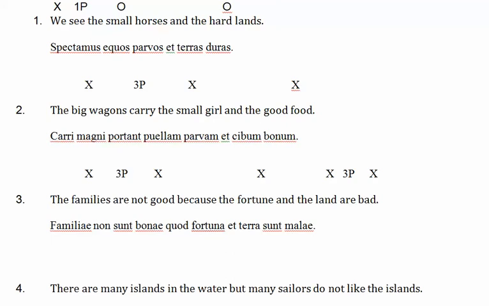The next one, there are, this is my main verb, so there is the subject, there are is third plural, predicate nominative here, so again, another X. There are many islands in the water. This would be ablative, so an A. But many sailors, subject, do not like, this is my verb, sailors are third plural. The islands, and that would make this an accusative direct object.